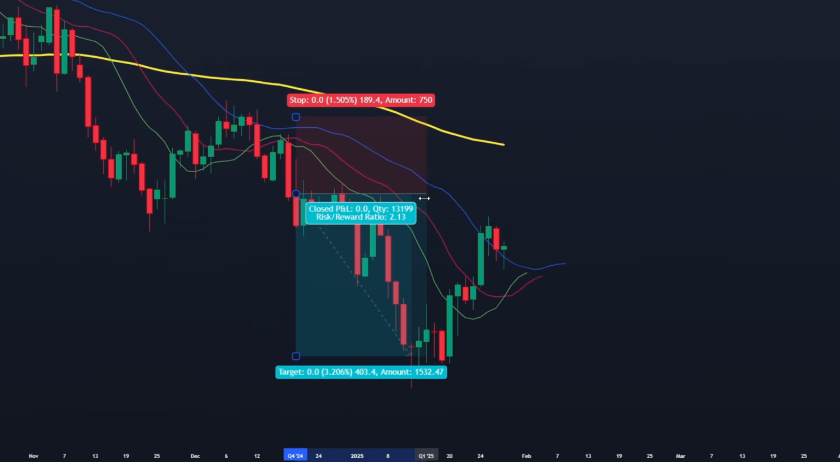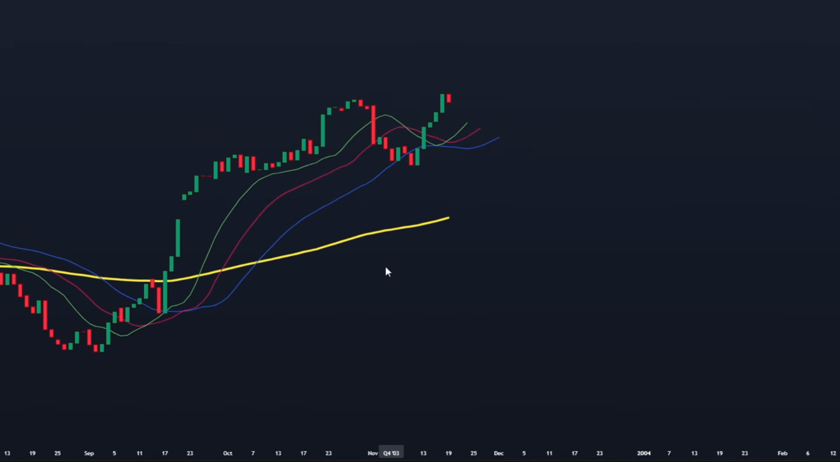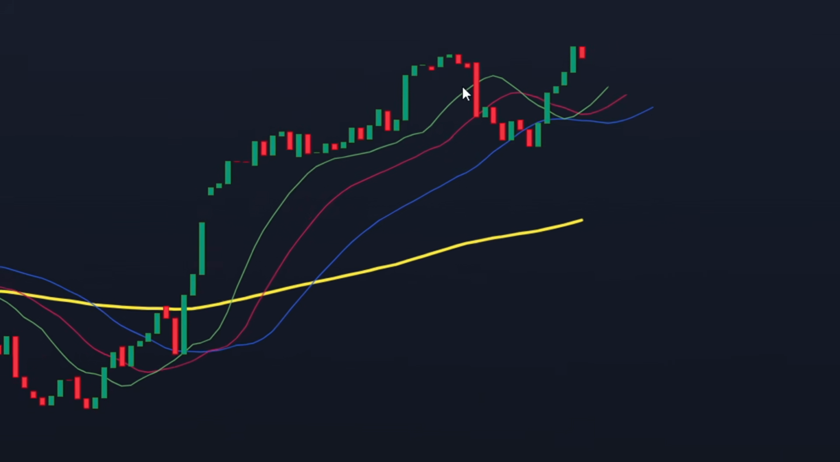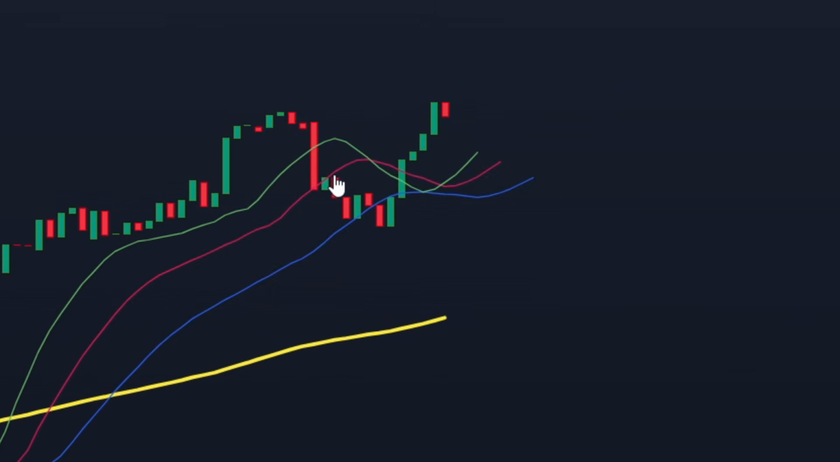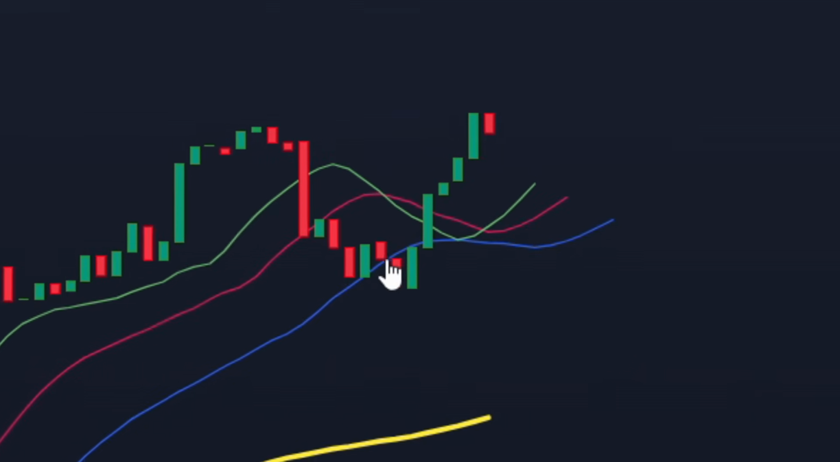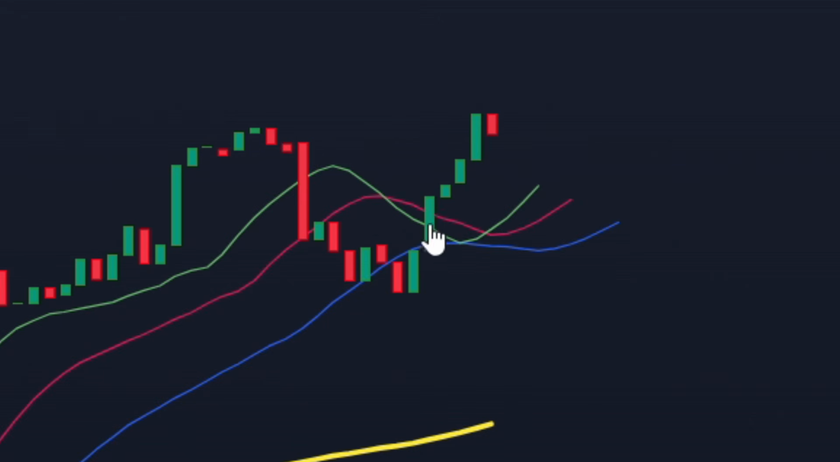The same logic works for buy trades. First, we wait for the price to cross above the 144 EMA, which suggests that a new uptrend may be forming. During this phase, the alligator lines are usually wide open, showing strong upward momentum. Then the market pulls back, and the green line touches or crosses below the red line. This indicates that the trend is temporarily slowing down. Now we watch closely to see what happens next.